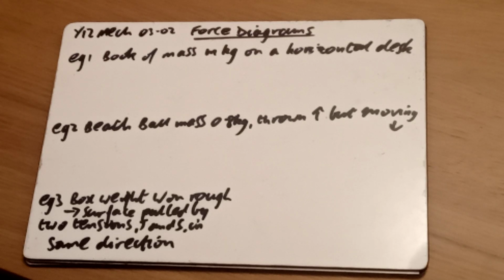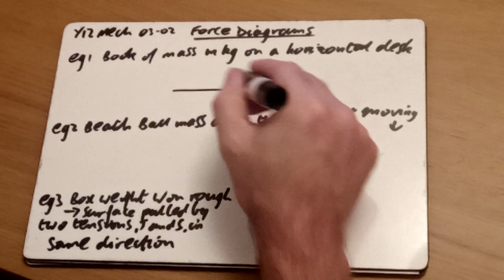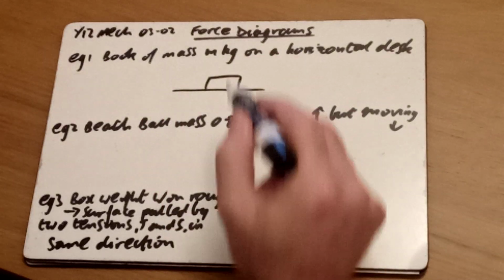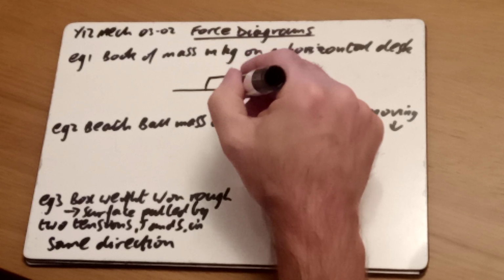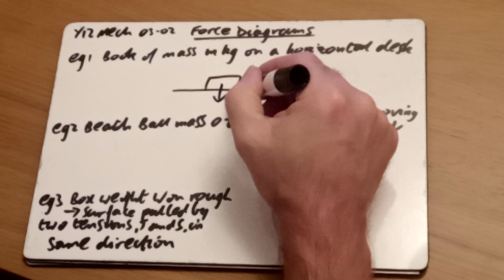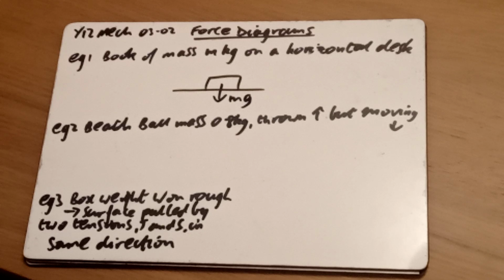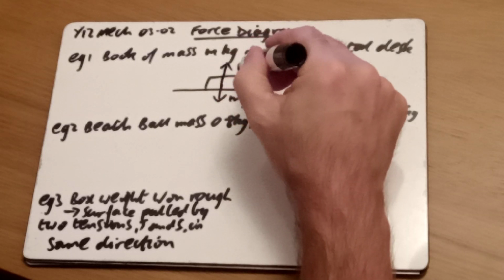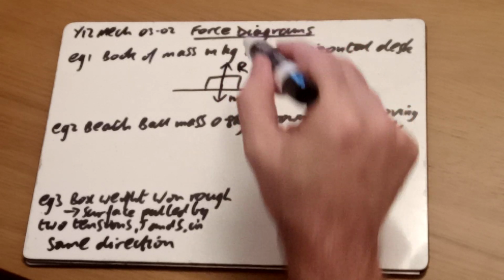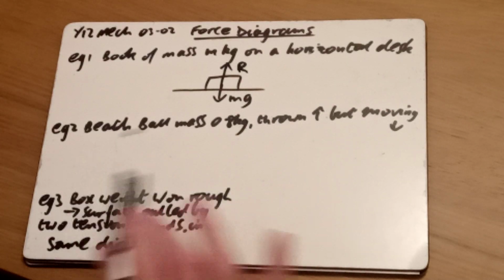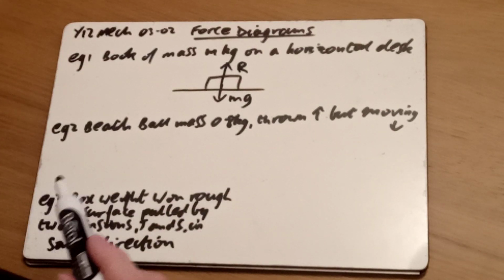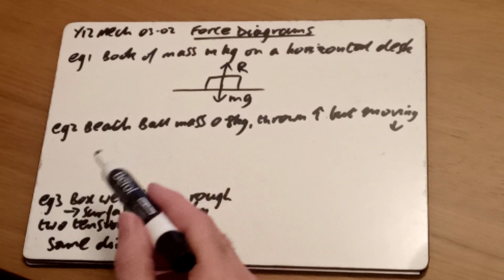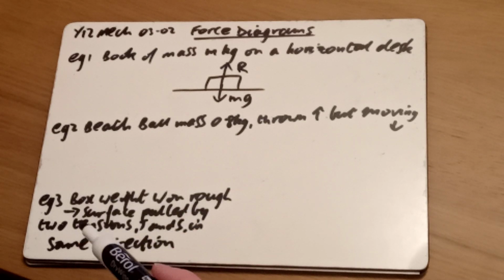So example one says we've got a book of mass m kilograms on a horizontal desk. Not a great deal going on with this one. We've got a desk, got a book there. We're going to have the weight. Don't forget m, its mass, isn't a force, but m times g is. And because the book is in contact, we're going to have a reaction force. A reaction force is always perpendicular to the surface. In this case, there's nothing else going on. There are no other forces on it. Whether the desk is rough or not is not appropriate here.